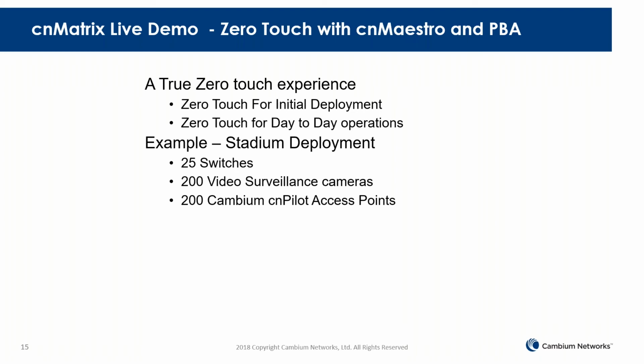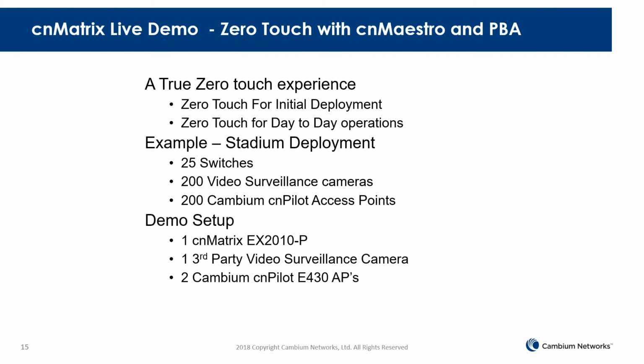So as we walk through the example, think about this example with 25 switches. In my example, I'm not going to have 25 switches; I'm going to have one switch. It's the cnMatrix EX2010P, which has 8 1-gig ports with 2 fiber uplink ports. I'm going to use one third-party video surveillance camera, not 200, and I do have 2 Cambium cnPilot access points that I'll use for my demo as well.